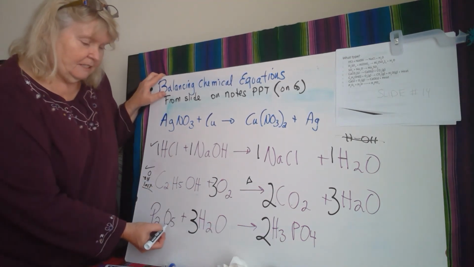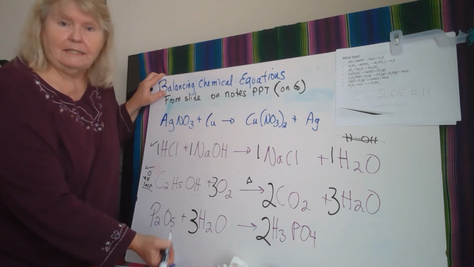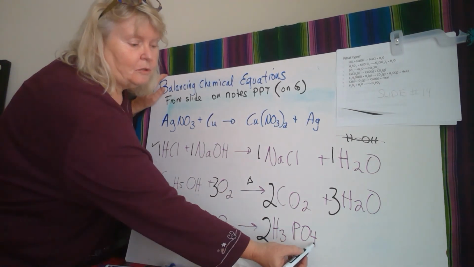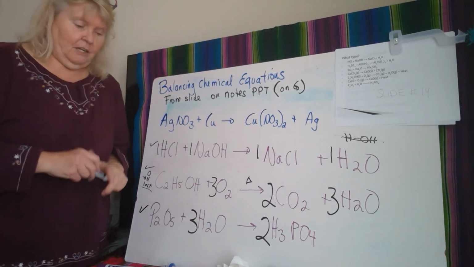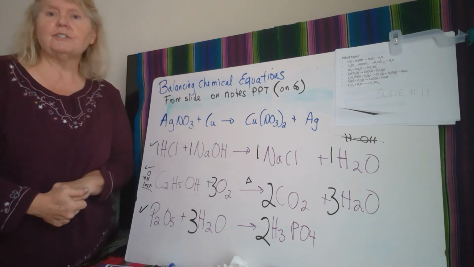I have 5 on this side, and I have 3. So that makes 8 oxygens. Do I have 8 on that side? This 2 is going to multiply the 4, and that makes 8. So we're done. I've tried to pick some of the harder ones to balance, with some tips to help you.